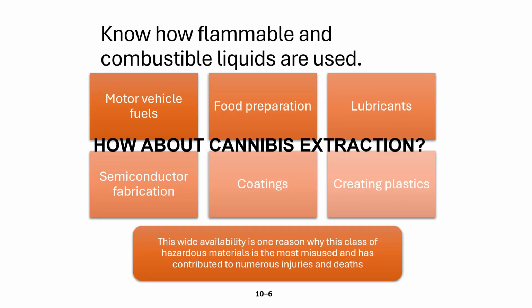Flammable and combustible liquids, they're widely available. They have many uses, for anywhere from fuels for motor vehicles, in food prep. There's lubricants, semiconductor fabrication. We coat things with these types of materials, and we create plastics. So we got the petrochemical.